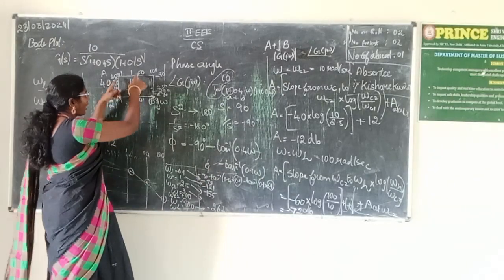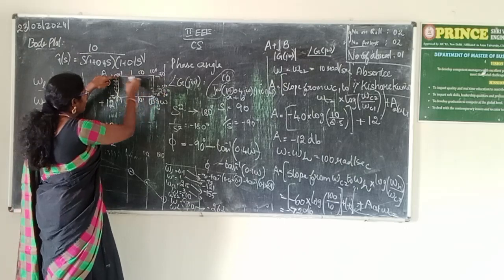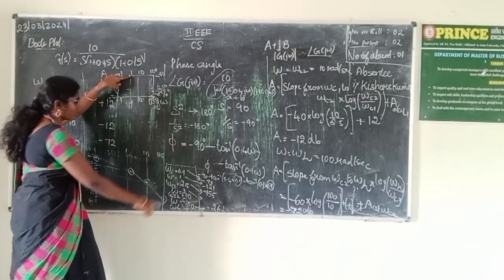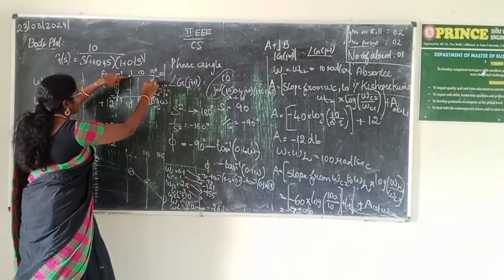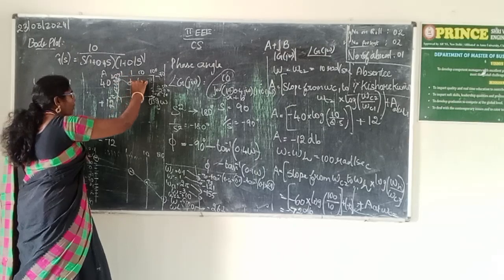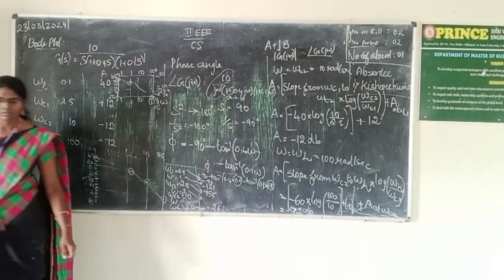So, shall we draw? I know the omega values. For 0.1, what is the phase angle? Minus 93 will be like this. And for 1, what will it be? Minus 121 will be around here. Okay, if you plot it, then that will be your phase angle. Do it, I will guide you.